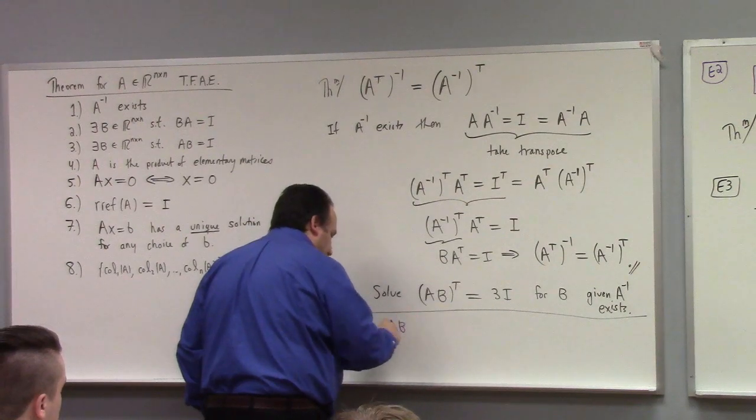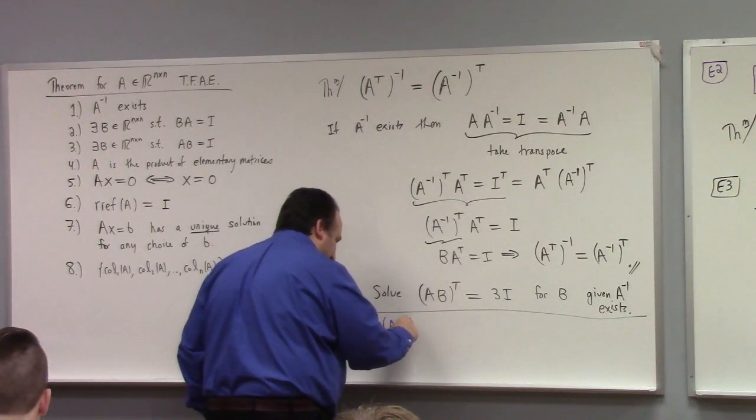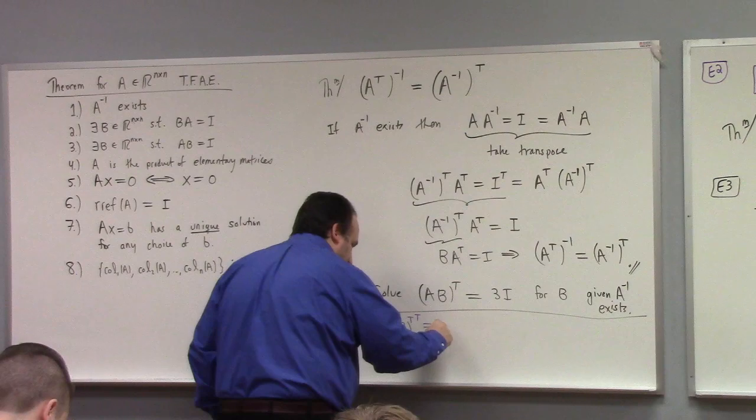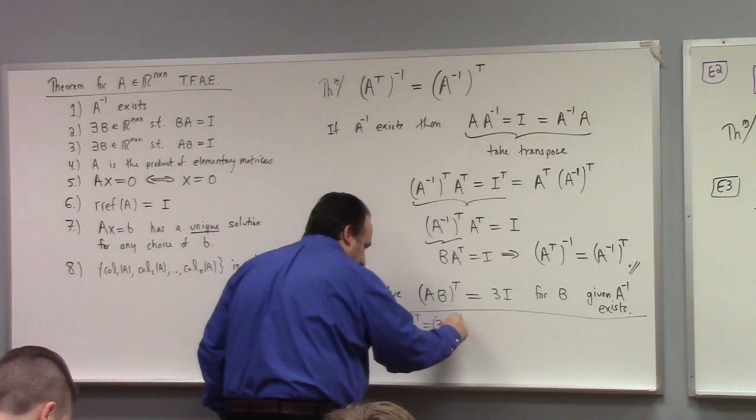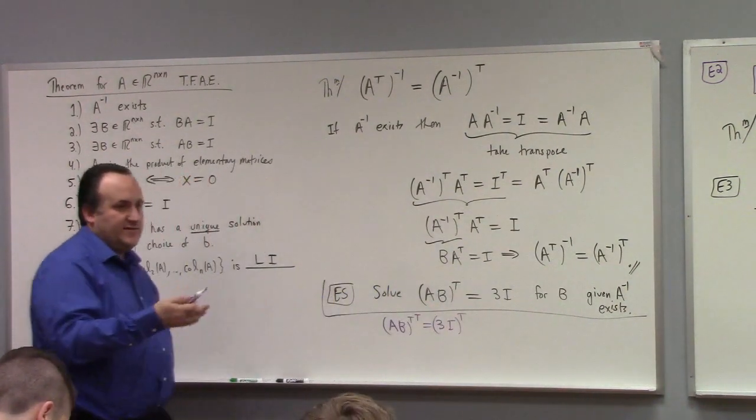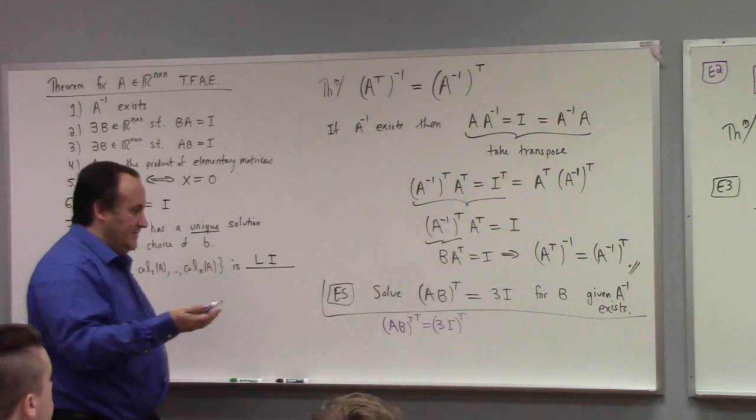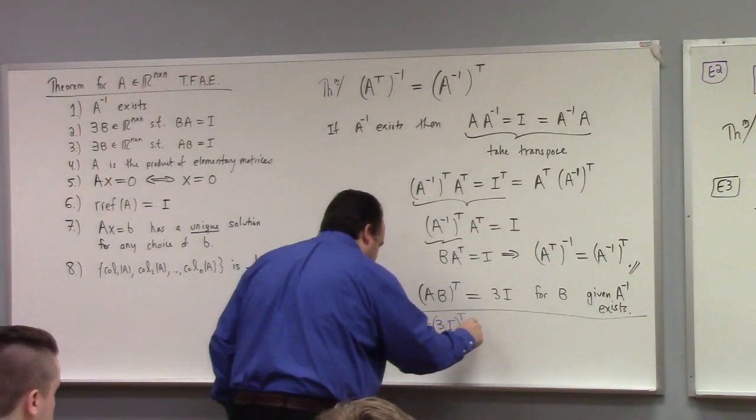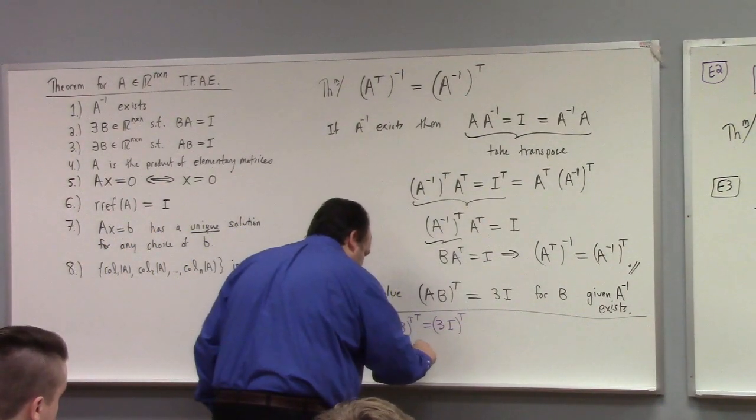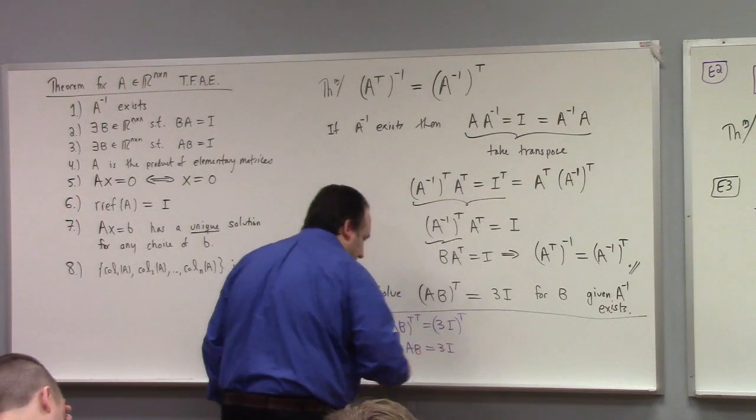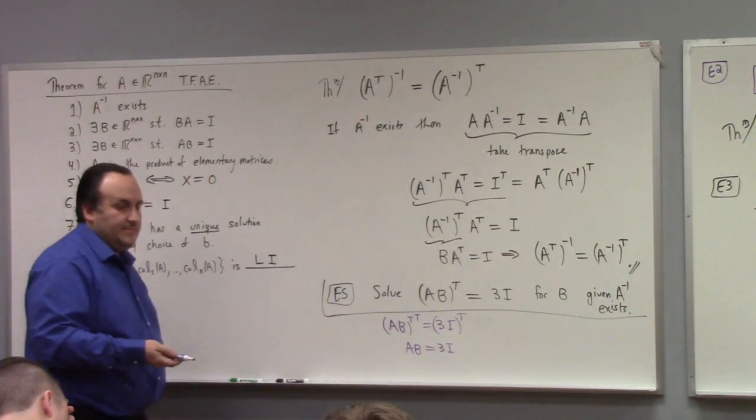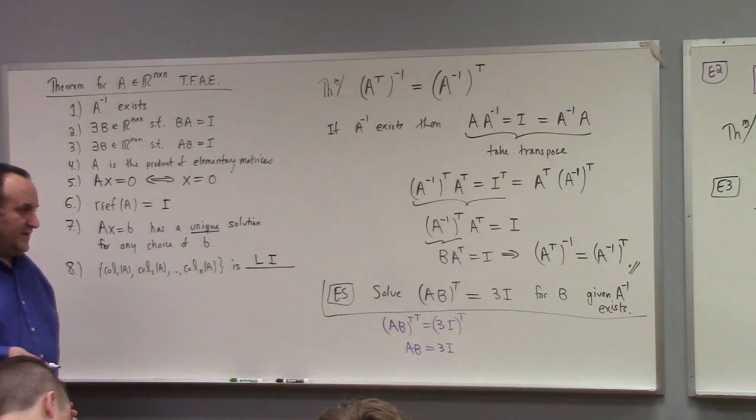So AB transpose transpose is what? Take the transpose of both sides. The transpose of the transpose is the thing again, right? It goes nowhere. So you get AB is equal to 3I, because the transpose of the identity is the identity again. How do I solve for B?